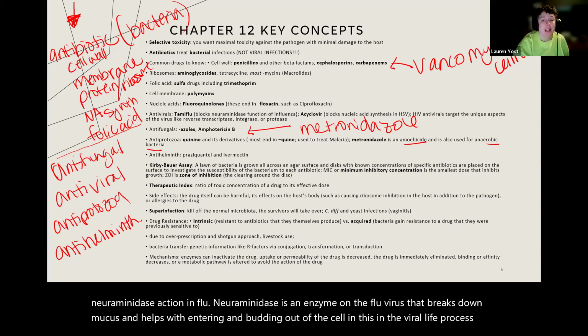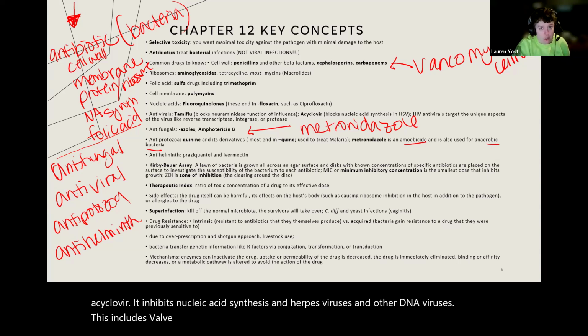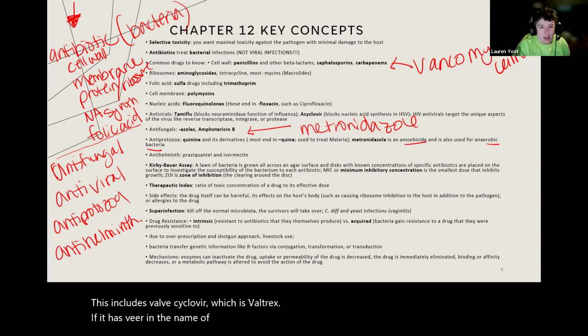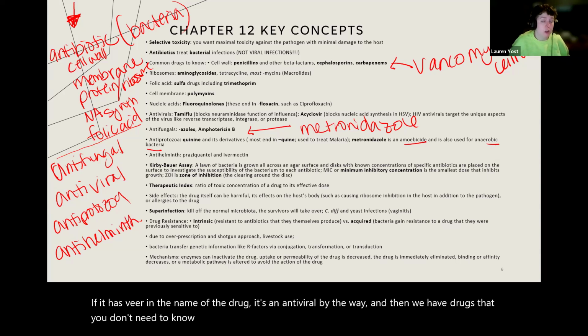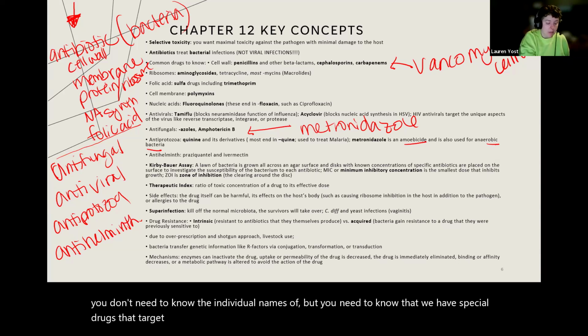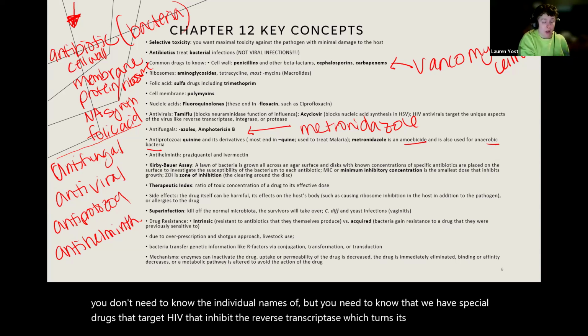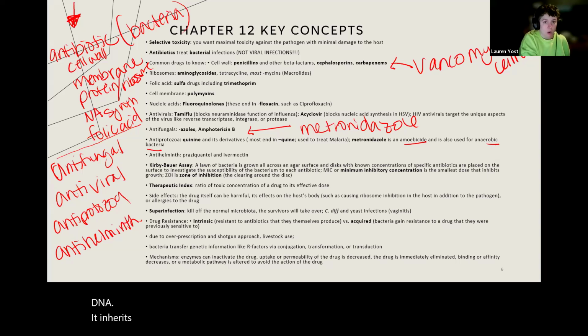Acyclovir inhibits nucleic acid synthesis in herpes viruses and other DNA viruses. This includes valacyclovir, which is Valtrex. If it has vir in the name of the drug, it's an antiviral, by the way. And then we have drugs that you don't need to know the individual names of, but you need to know that we have special drugs that target HIV that inhibit the reverse transcriptase, which turns its RNA into DNA. It inhibits the integrase, that's an enzyme that inserts that new DNA into the genome.